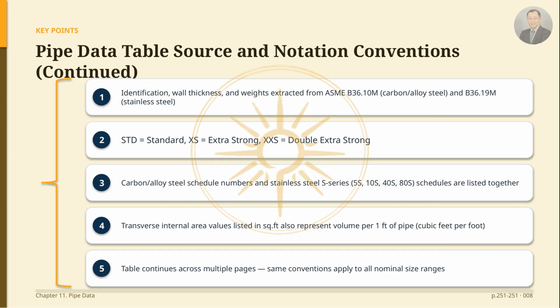This slide defines the sources and notation conventions that ensure the reliability of the pipe data table. For instance, wall thickness and weight data follow the ASME B36.10M and B36.19M standards, and abbreviations such as STD and XS refer to standard and extra strong thicknesses, respectively. Especially for stainless steel, please check the schedule numbers with an S after the number, such as 40S or 80S. Since this table is a reference where the same conventions apply across all nominal size ranges, I recommend directly locating the necessary values according to the material and schedule number of the piping you're designing.